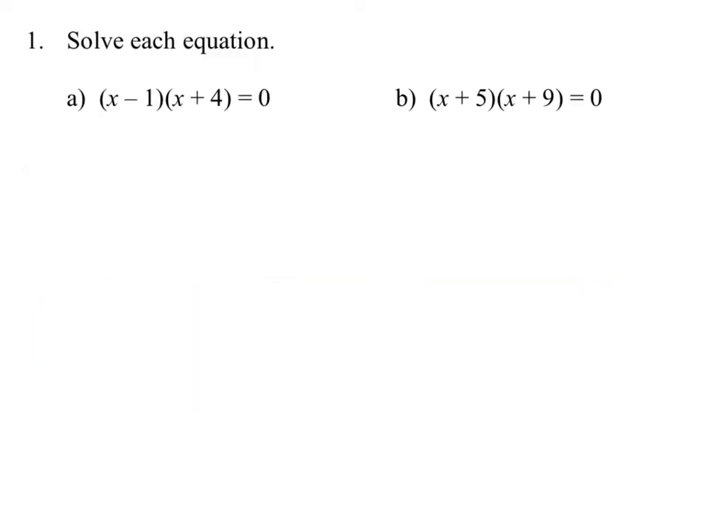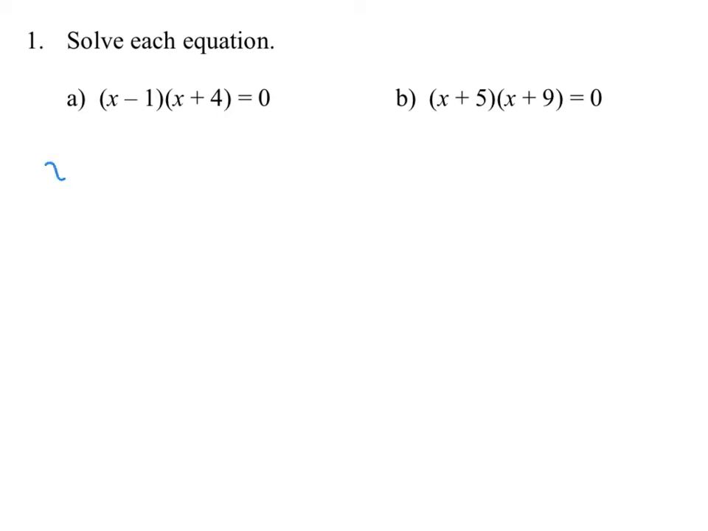In the first example, we have the factor x minus 1 times the factor x plus 4 equals 0. We can use the zero factor property. If we have one factor multiplied by another factor that equals 0, then one of those factors must also equal 0. So we set each factor equal to 0 and solve for x, and we get two solutions since there are two linear factors. And then we check each of those solutions.